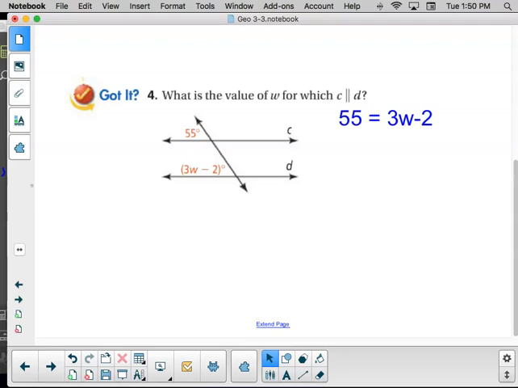These are corresponding angles. Corresponding angles are congruent, therefore equal. So now I just subtract, I add my 2, divide, W is 19.